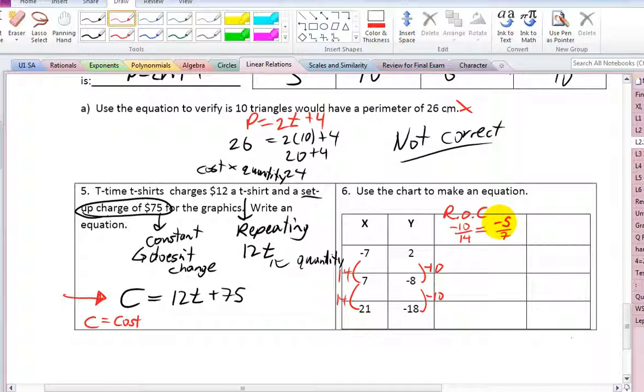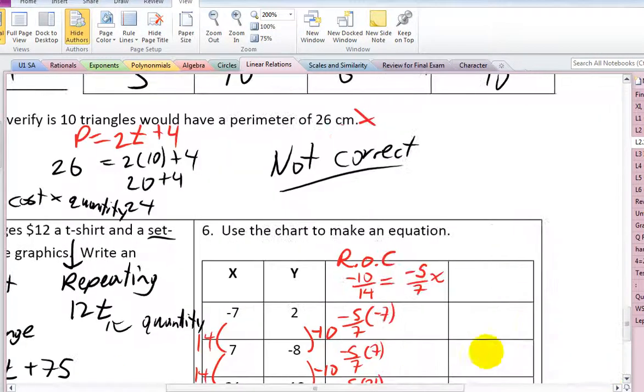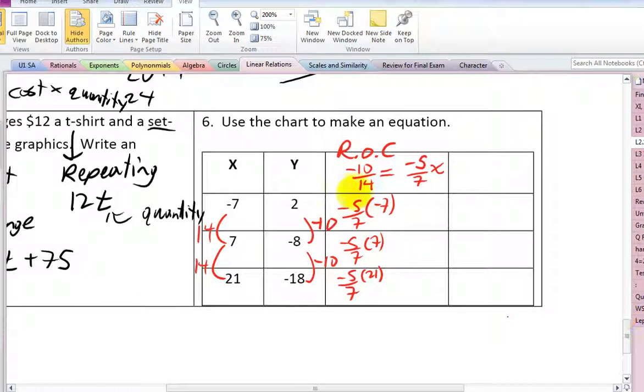Okay, so we multiply that by our input of x. So we get -5 over 7 times -7. Make sure you cancel first, please, before you go and multiply. Okay, so cancel first. 7 and -7, what do they cancel to? -1. So this equals +5.